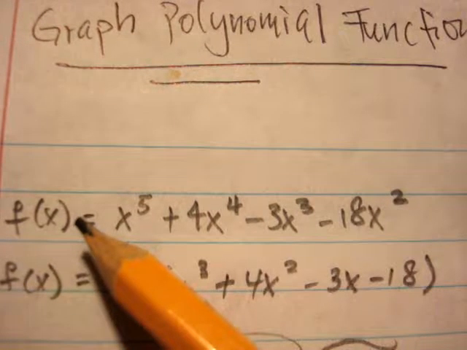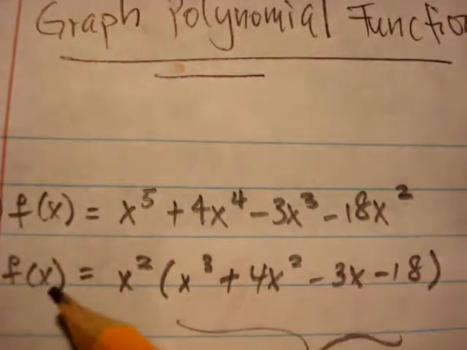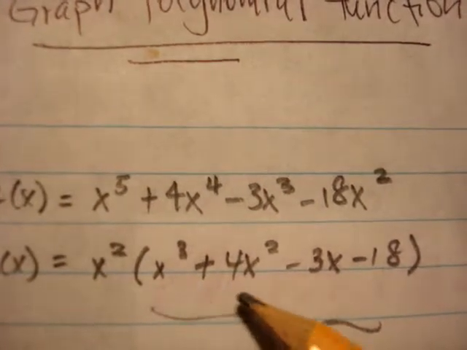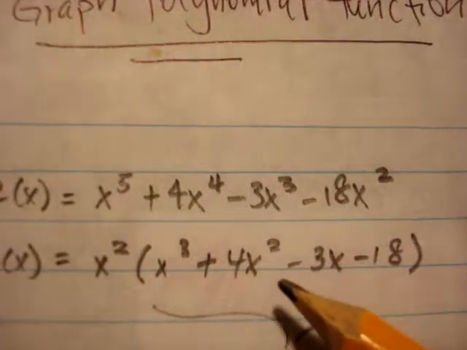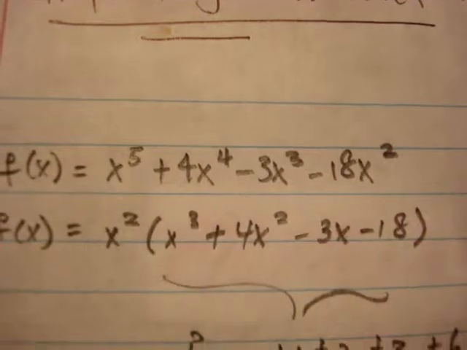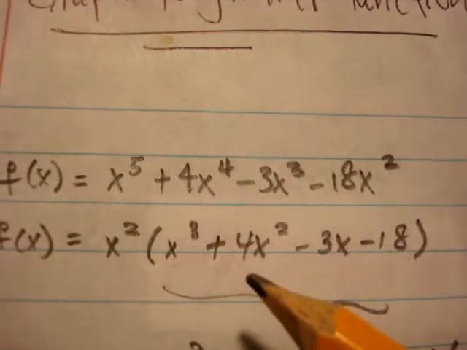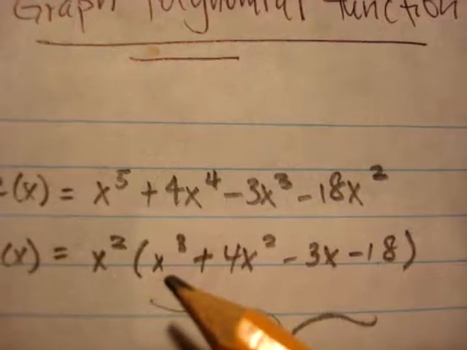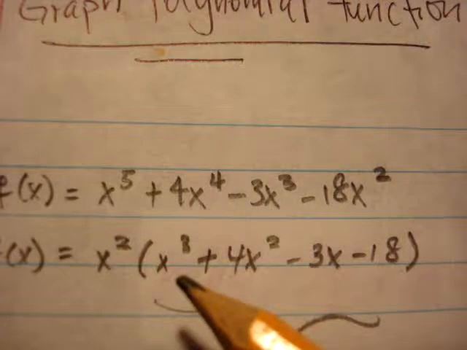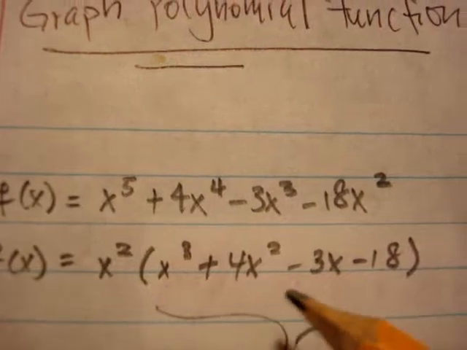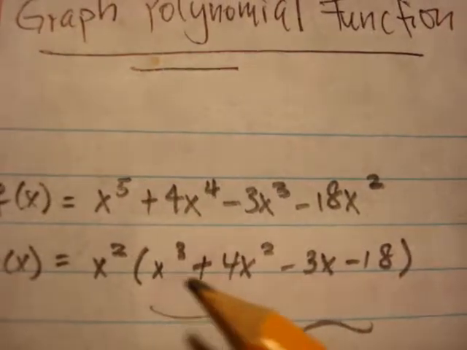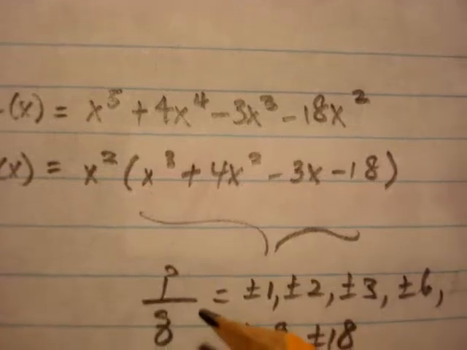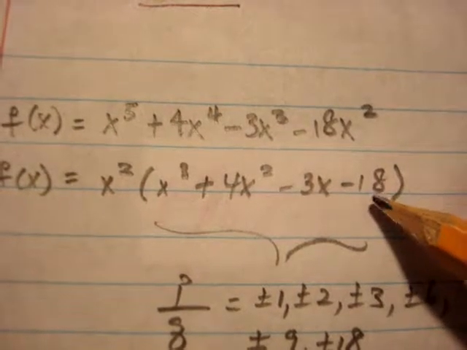So this given polynomial function can be reduced into this form. And this expression can be reduced further by using synthetic division. To do the synthetic division, you need to know first the possibilities. So you use p divided by q. This is the p and this is the q. The p will be negative 18.